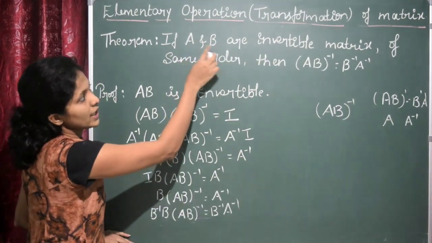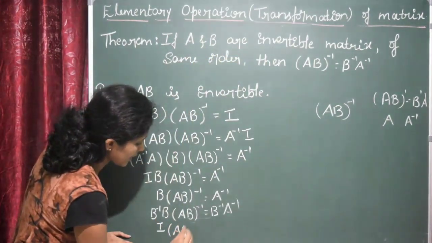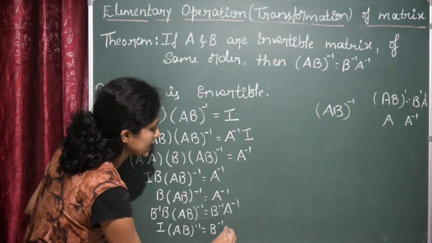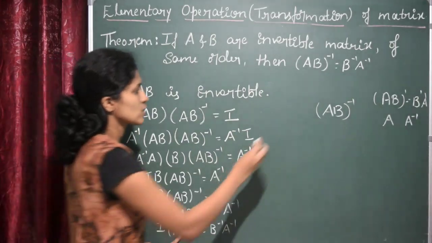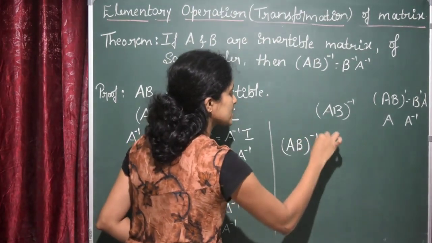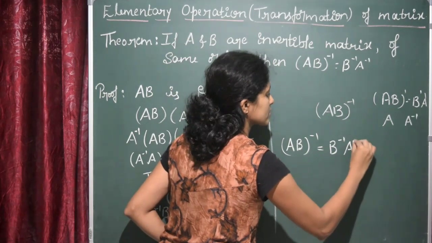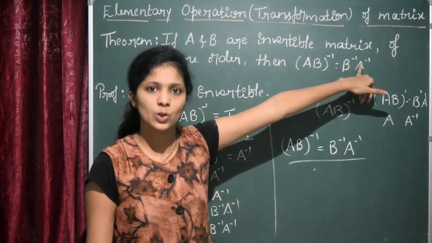It is given that A and B are invertible. So this is equal to I into AB whole inverse is equal to B inverse into A inverse. By this, if you multiply I to the matrix, I can write AB whole inverse is equal to B inverse into A inverse. So clear? To prove this, AB whole inverse is equal to B inverse into A inverse.